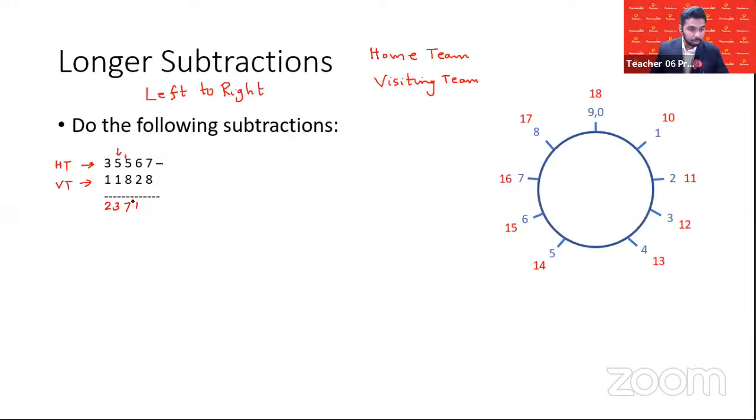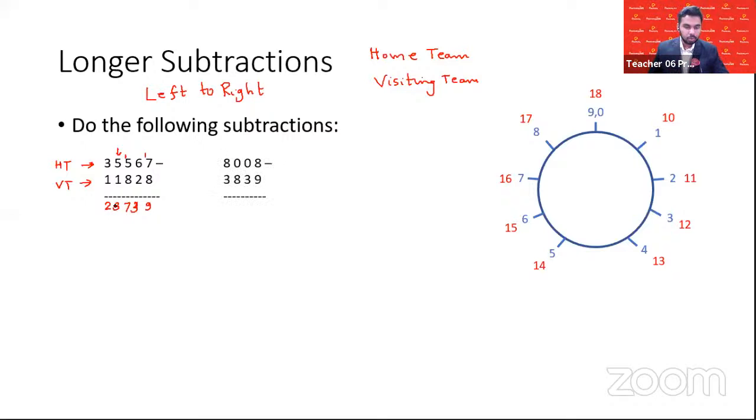Then 4 here. But before writing 4, you have to be careful here. 7 minus 8, it should need some help. So you should put 1, and you should put 1 less here, which is the number 3. So 17 minus 8 is 9. So this is the answer.